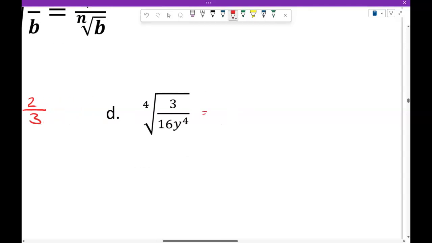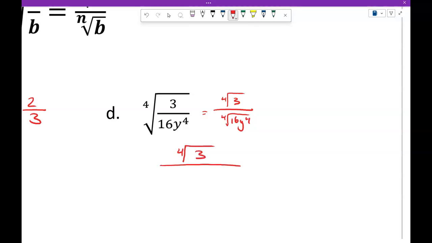And here we have the fourth root of 3 over the fourth root of 16y to the fourth. I have to leave the fourth root of 3 alone. But here we're actually applying our product rule, and we're taking the fourth root of 16 and the fourth root of y to the fourth, giving us fourth root of 3 over 2y. Or I'm sorry, 2y.